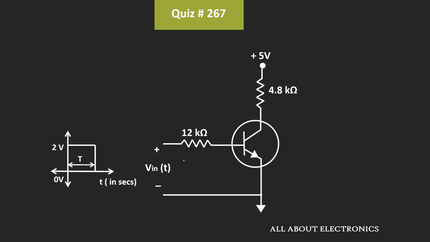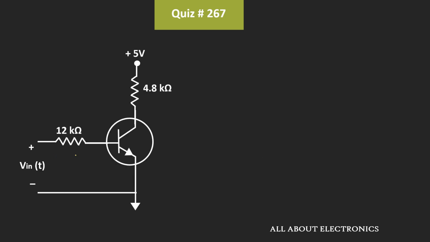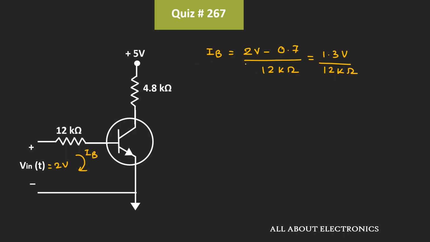So first of all, let us find the value of the base current when the input voltage is equal to 2 volt. So when the input voltage is equal to 2 volt, then let's say the base current is equal to IB. So this base current IB will be equal to 2 volt minus VB, that is 0.7 volt, divided by 12 kilo ohm, that is 1.3 volt divided by 12 kilo ohm. So if we calculate the value of this base current, then it will come out as 0.108 milliampere.